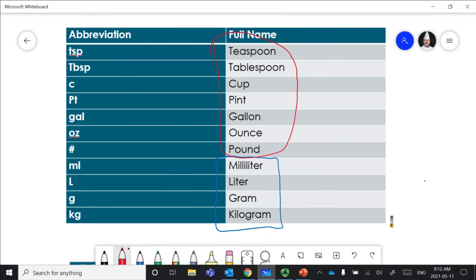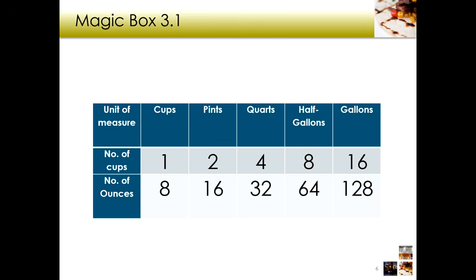If you remember, the metric system was all based on tens, hundreds, thousands, so pretty simple to convert. We will do some of that as well, but throughout the course, we're going to focus more on the imperial units, so you get used to how those are converted. So the first trick to converting units I want to show you is the magic box.